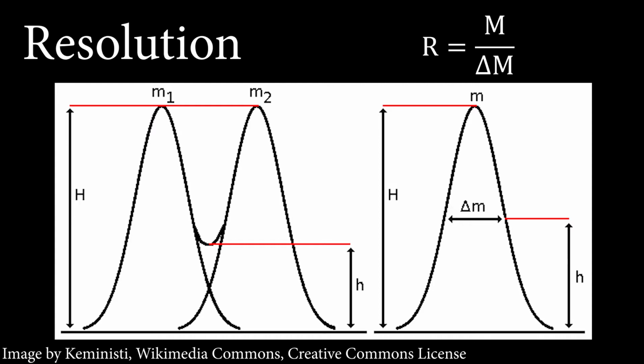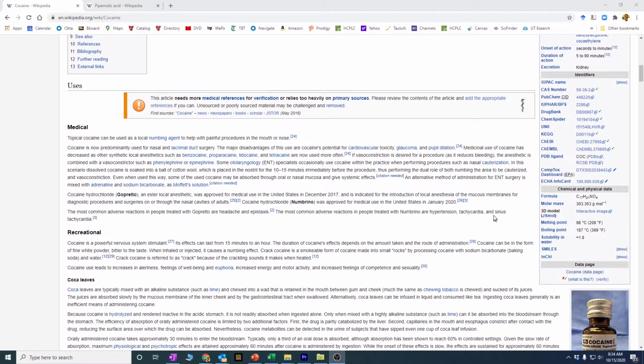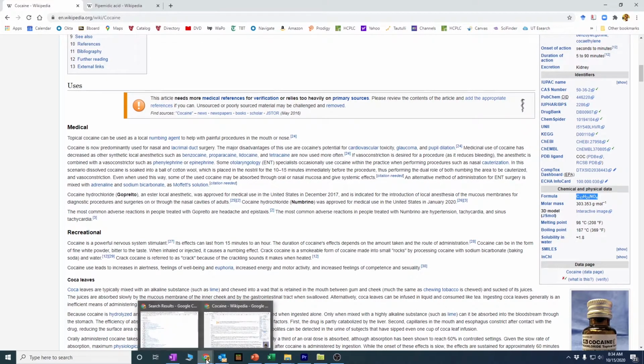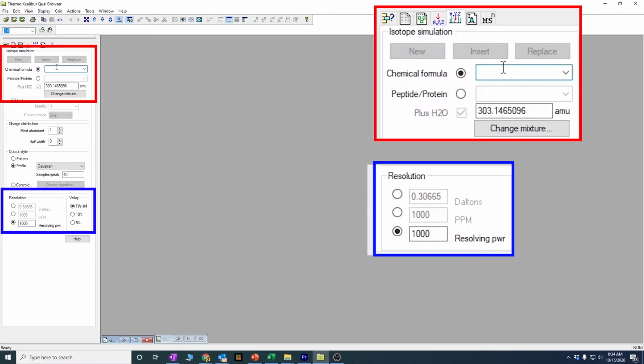Let's take a look at some actual data and some simulated data as examples. So we'll do the old standard, cocaine. Cocaine has a formula of C17H21NO4. Let's suppose that we are looking at the protonated molecule. We'll go over to Qual Browser and simulate that. Because it's the protonated molecule, I'm going to add one more hydrogen, so we have C17H22NO4.